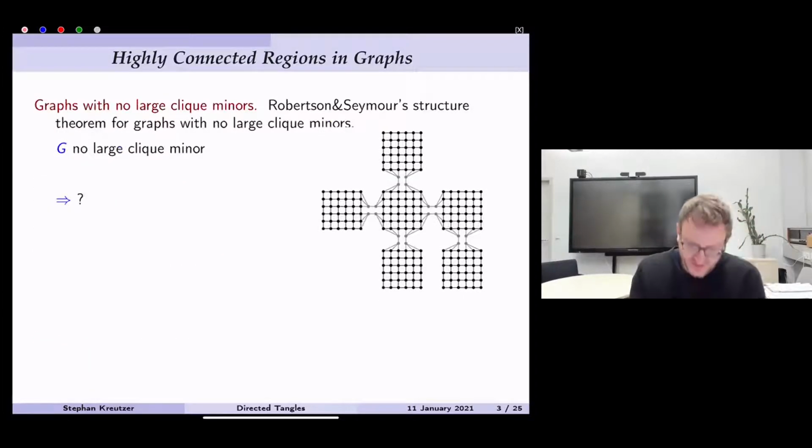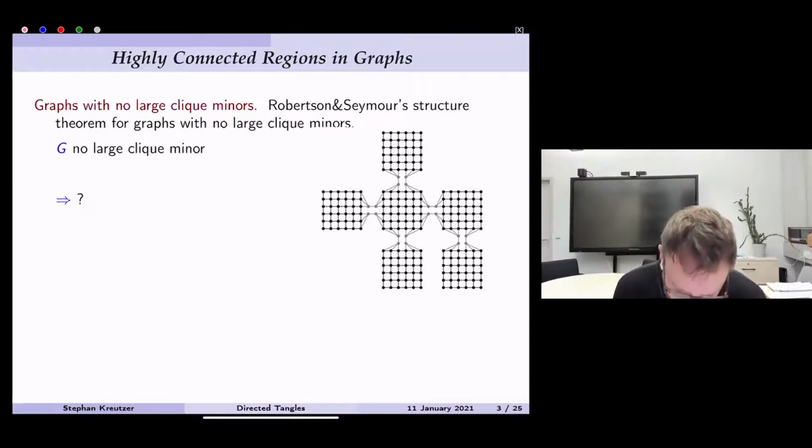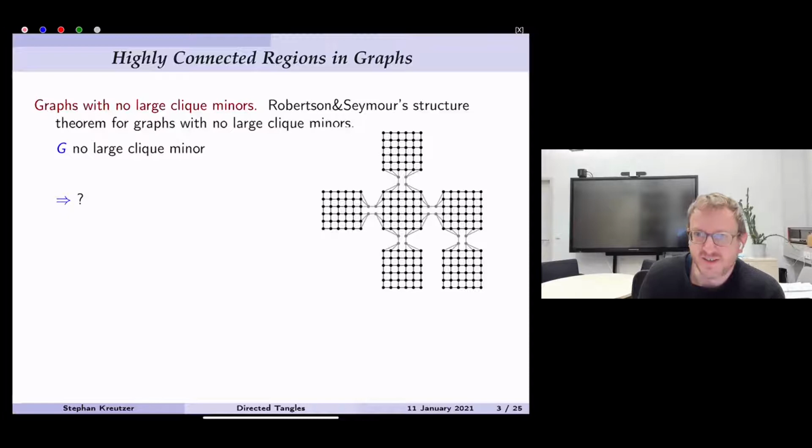Now, the reason we looked at directed tangles later on wasn't so much following this route of block graphs and decomposing into three-connected components and so on. It was more motivated by the structure theorem for undirected graphs. So the question is, what is the structure of a graph if you know that it doesn't contain a large clique minor? That's of course the Robertson and Seymour structure theorem for graphs with no large clique minor. Let's say we have a graph and we know it doesn't have a large clique minor.